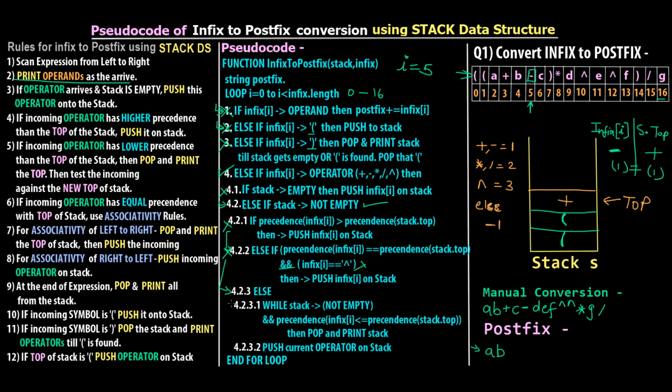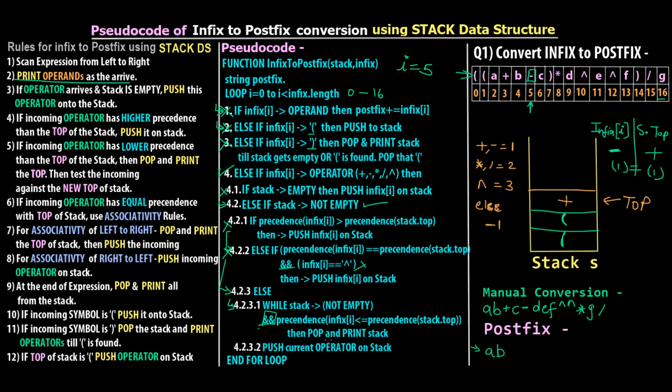In the else, obviously, we will say while stack not empty, till the stack is not empty, and the precedence of infix of I is less than equal to precedence of stack of top. Till then, you have to pop and print the stack. That is, you have to pop all the values from the stack and print it into the postfix expression. So pop and print basically means taking out these operators and adding it to the postfix expression.